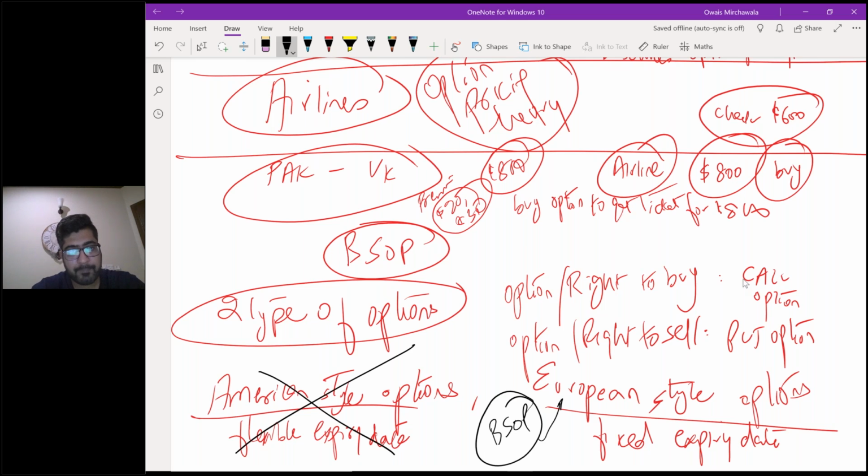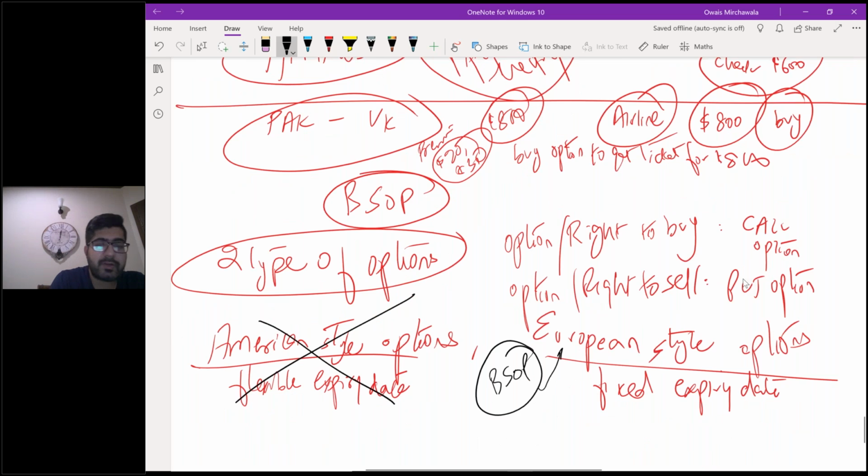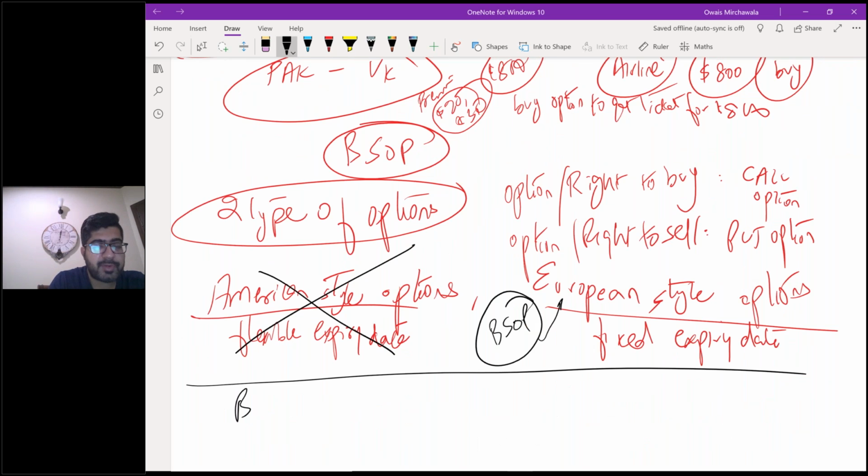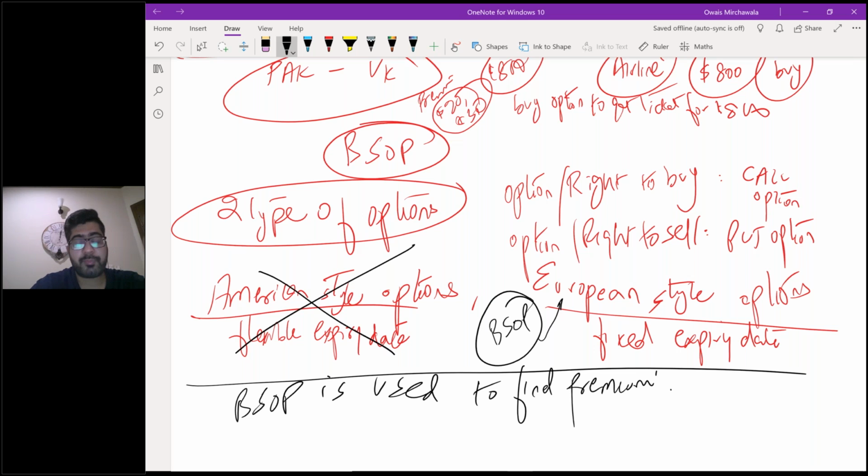Okay. So now coming to the major area, Black-Scholes option pricing theory is primarily used to find premium, because whenever you try to enter into an option, you have to pay some premium. This will be computed by BSOP.